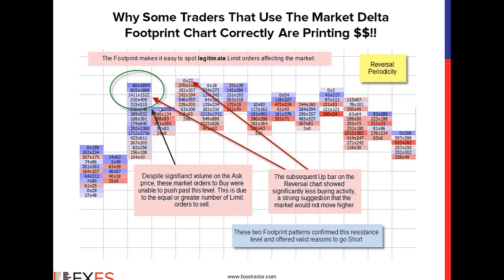Look what happens in the subsequent up bars on this reversal. We had less buying activity, a strong suggestion that at least on those bars the market would not move higher. So we would want to continue, if we're short at this point, to look to see what's executing up here, and we continue to have lower and lower highs. And then eventually, as you could probably tell from here, with a lot of the buyers that had gotten long or the shorts that had gotten squeezed on this up move, you probably had a pretty big amount of sell orders underneath this line that I'm pointing the arrow at.